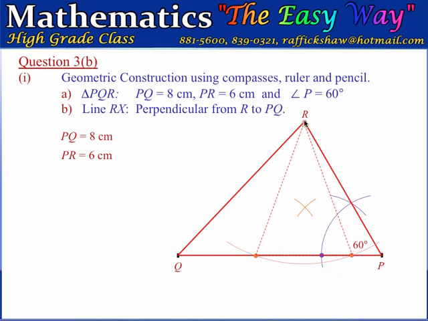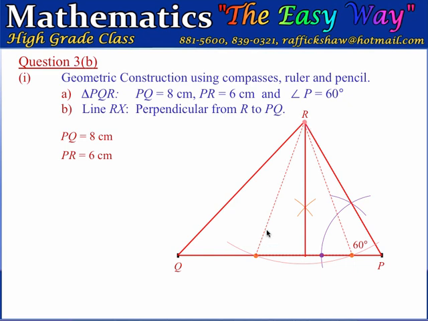And then now the straight line from R through the intersection will be perpendicular to this line segment and therefore perpendicular to PQ, and we can show that line. So we use our ruler and we carefully draw now a line from R through the intersection, and so we have drawn the perpendicular from R to PQ.